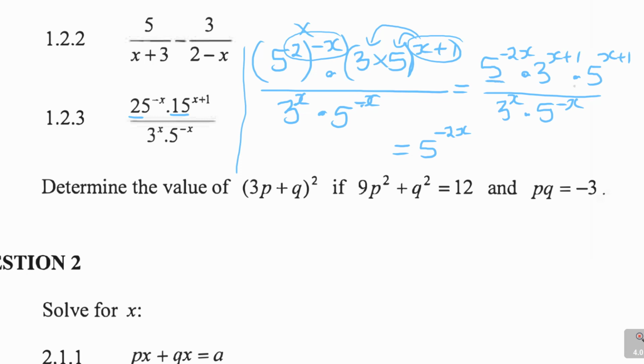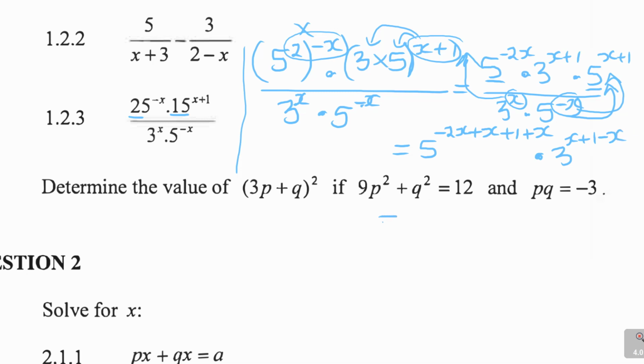Then remember, when the bases are the same, we add. So it's plus x plus 1. Then this one at the bottom, when it goes to the top, it was negative, it becomes plus x. These are rules of exponents. If it's negative x, the moment you take it to the top, since it's 5, it becomes positive x. Then we continue, times 3 to the power x plus 1, we do the same with 3. Then this positive x, when it goes to the top, it will become negative x. Are you with me?